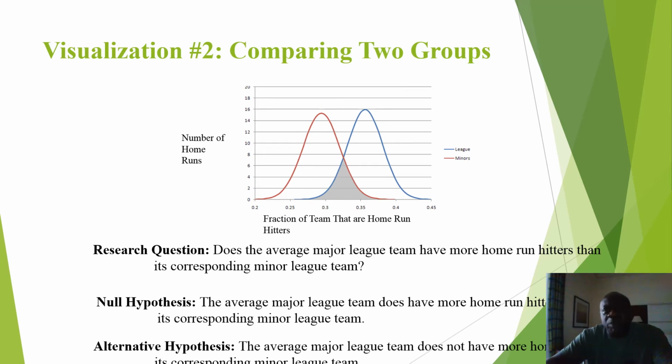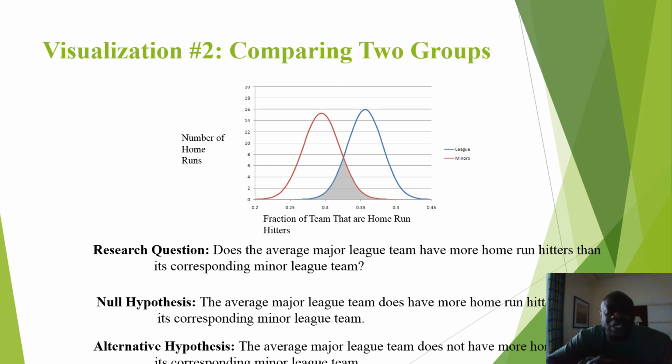Visualization number 2, comparing two groups. Using what we have learned from the previous slide to compare the means of two curves. There is a blue curve and a red curve in this instance. The blue curve represents the major league, the red curve represents the minor league. As you can see, each curve has its own mean. The blue curve is higher, it has a higher mean than the red curve.